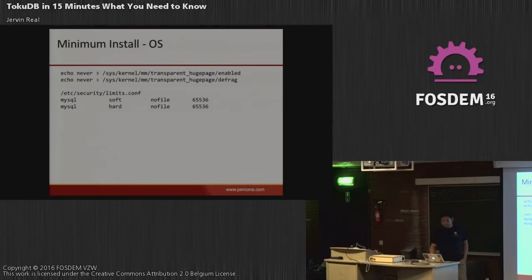Now, for a minimum install, it is always required to disable transparent huge pages, and I would also recommend tuning the number of open files for MySQL. For transparent huge pages, because TokuDB is using large block sizes of 4 MB, it can result in more fragmentation, like when you're using InnoDB.